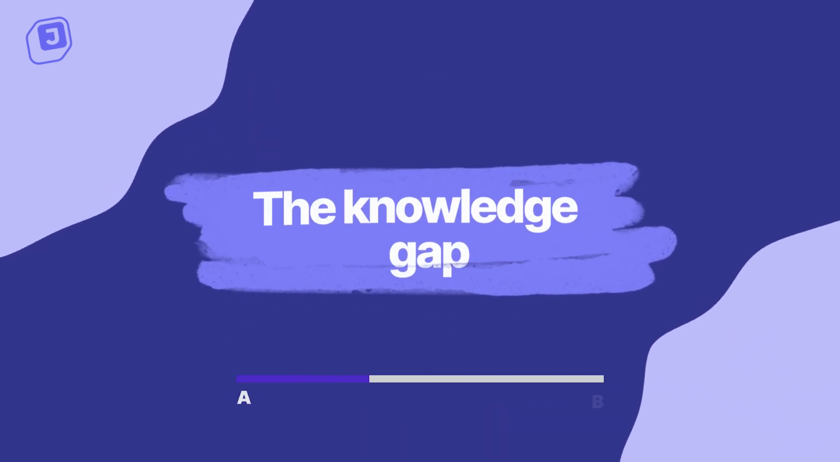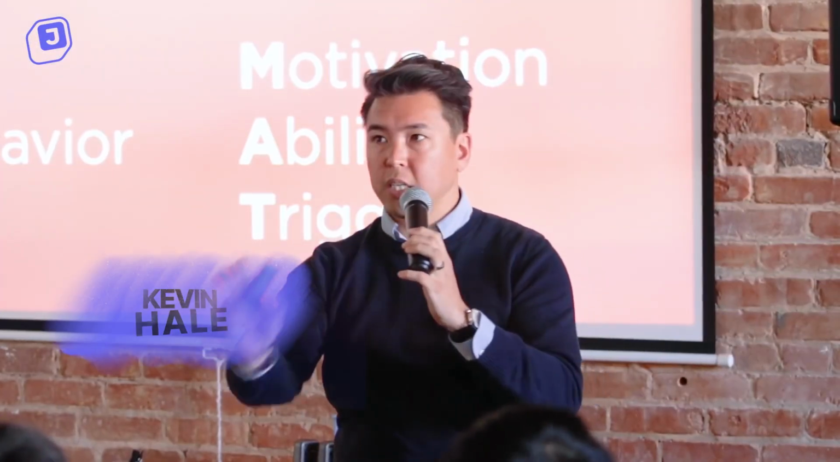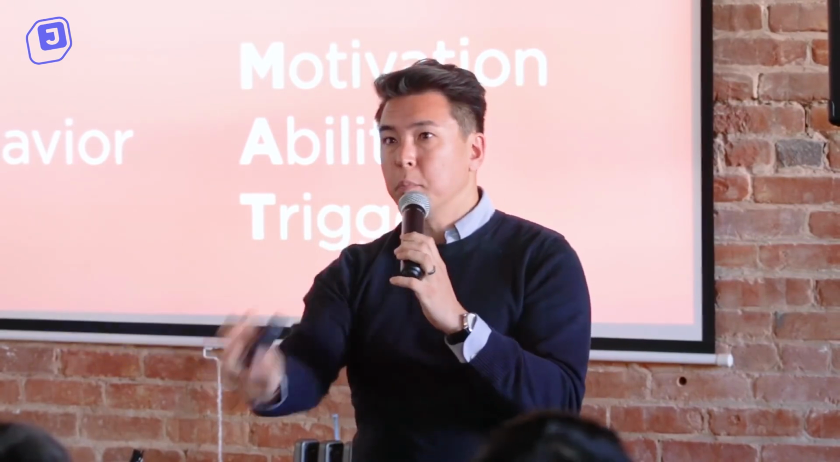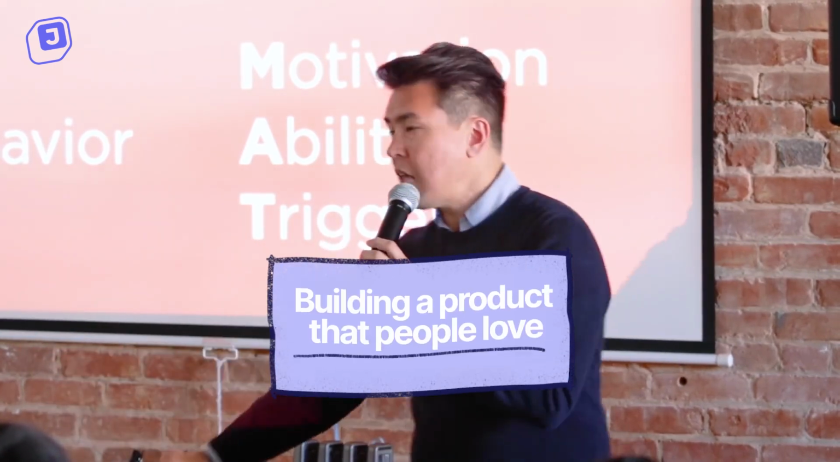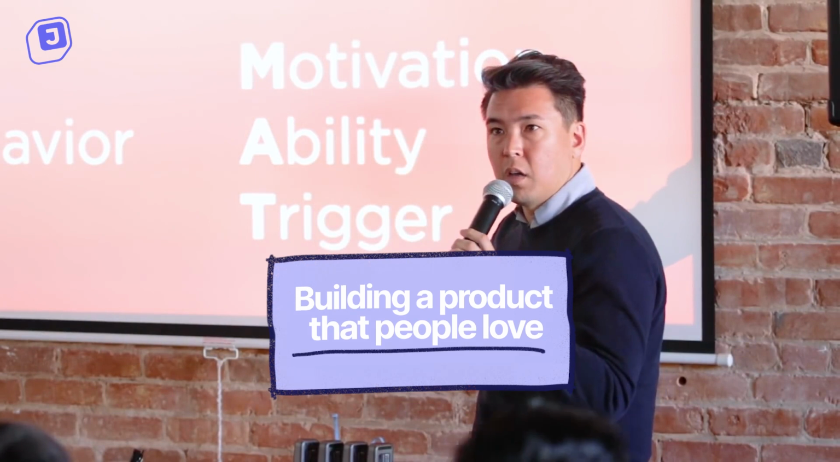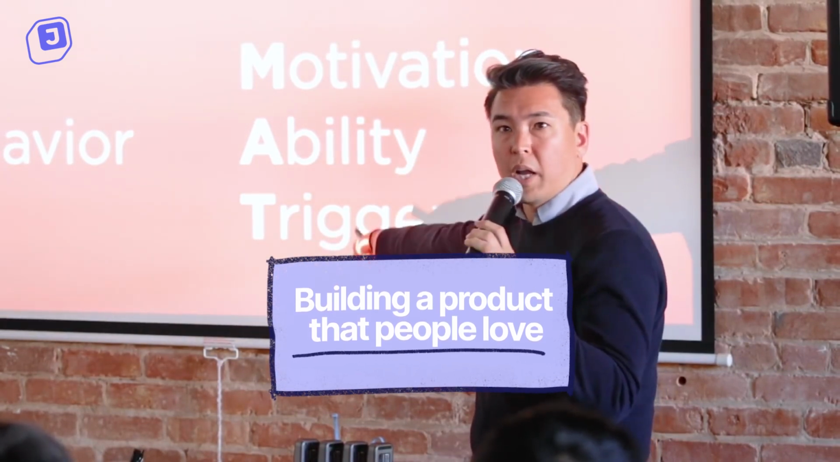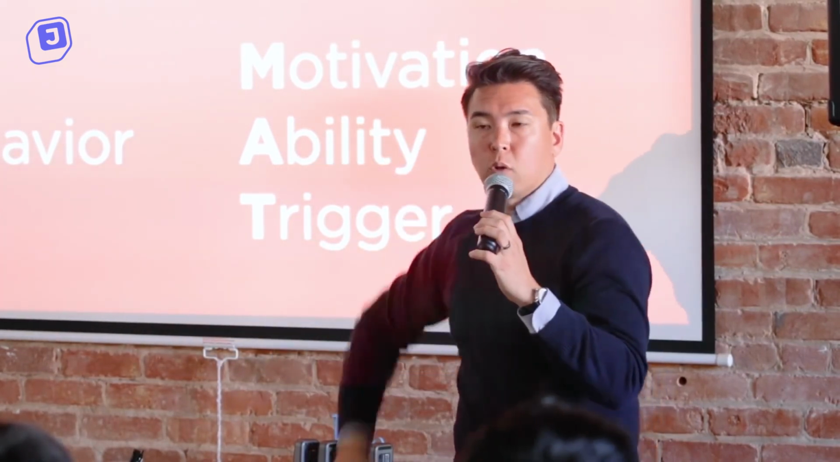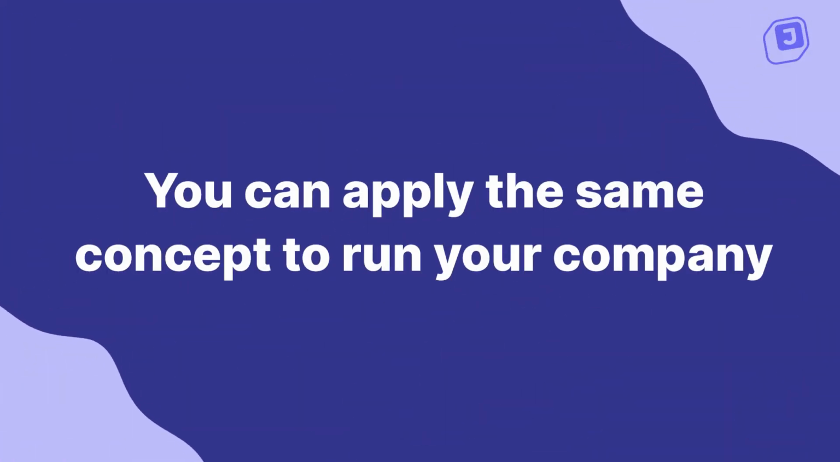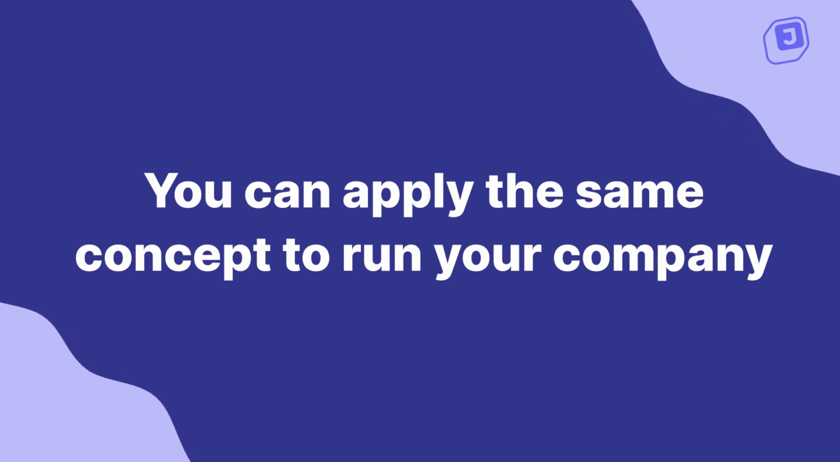So I first heard about the knowledge gap from Kevin Hale, a Y Combinator partner, who explained what it was during a presentation called Building a Product That People Love. And I was just so astonished by this concept that I dived into it and learned that it was actually introduced by another design expert called Jared Spool. I'm going to go through the concept in a second, but why I think this concept is so interesting is because even though it's a design concept, it actually applies more broadly to how you can run your company, organize your headcounts and things like that.